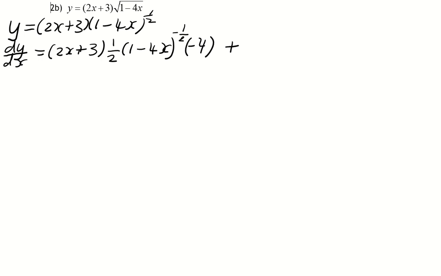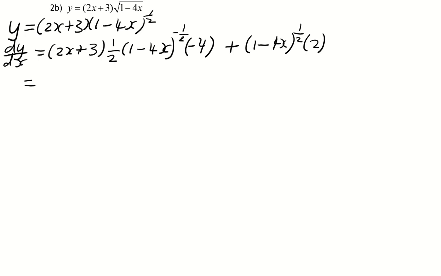Plus, now you write down the second function, which is (1 minus 4x) to the power of half, times differentiate the first function. So how do you differentiate 2x plus 3? You get 2. Okay, so that's how you apply the product rule. Then after this, you will simplify. Now, because there are negative and fractional powers, I'm going to simplify by rewriting them as fractions and then combine them into one single fraction.